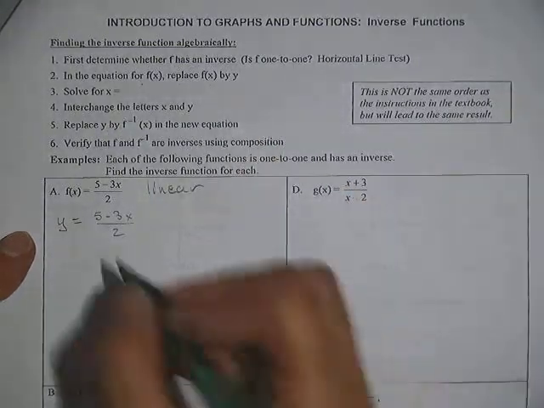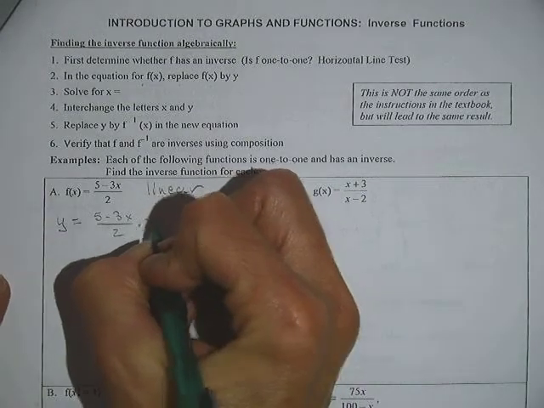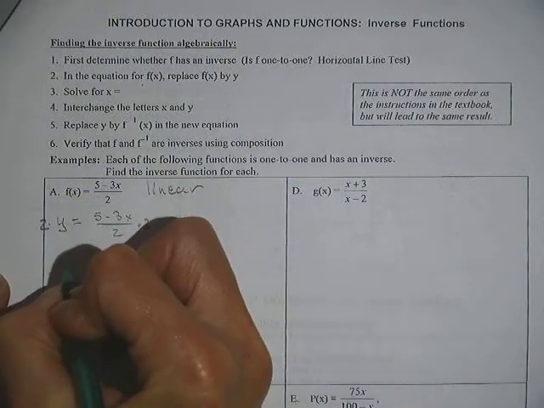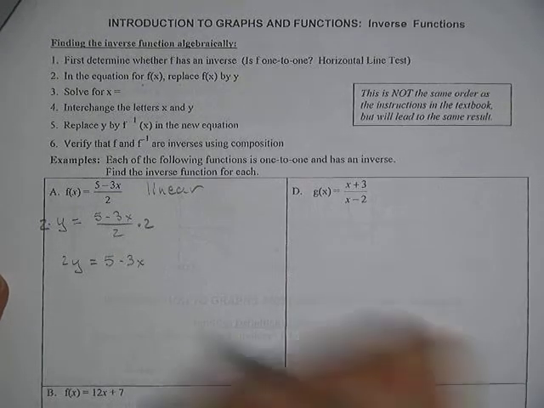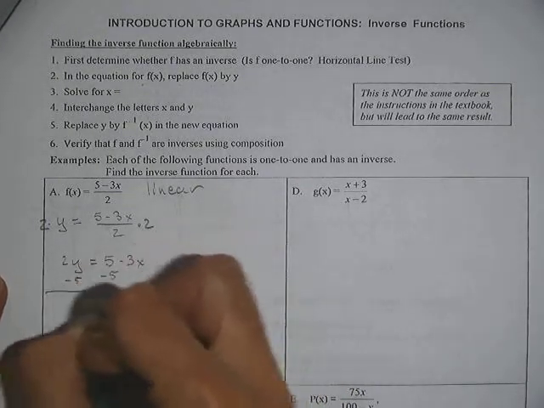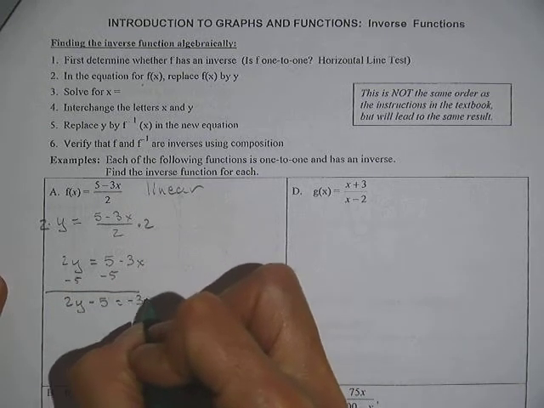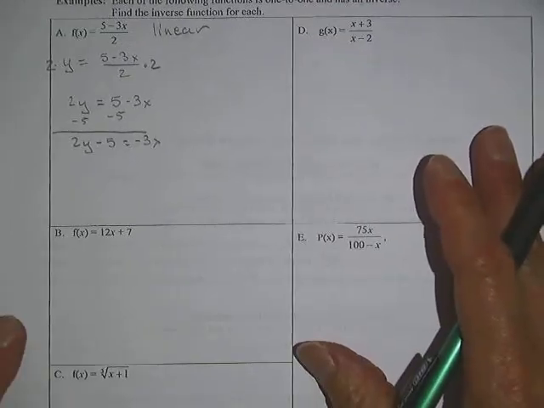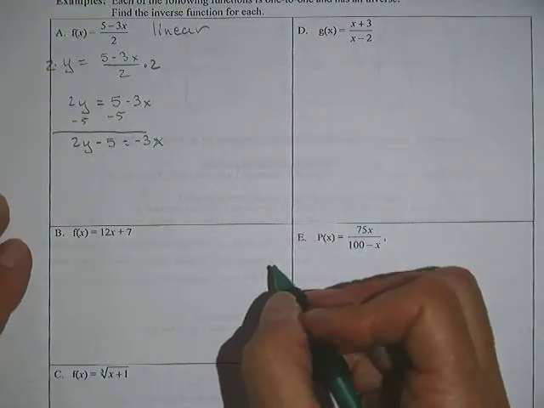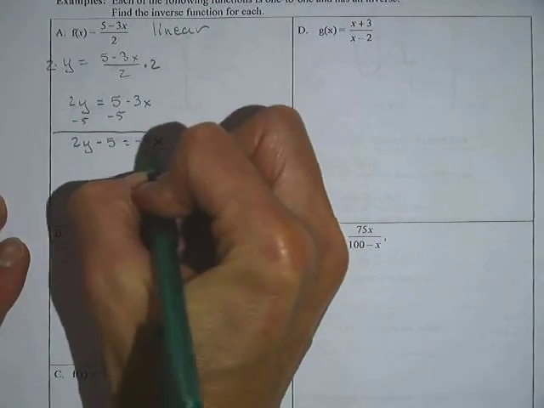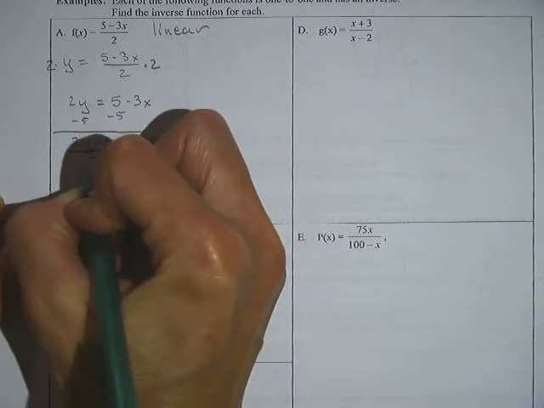Solve for x. What am I going to do if I solve for x? Times it by 2 first. Then minus 5. Then what do you do? Well, divide by negative 3. Be careful to keep that negative there. Good thing you said that, I cut it off.